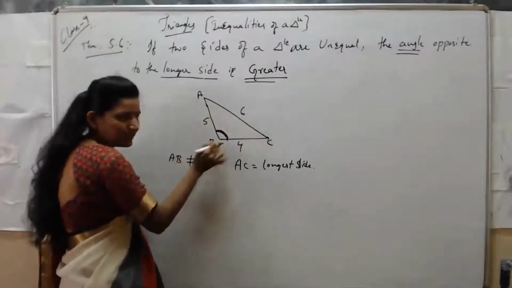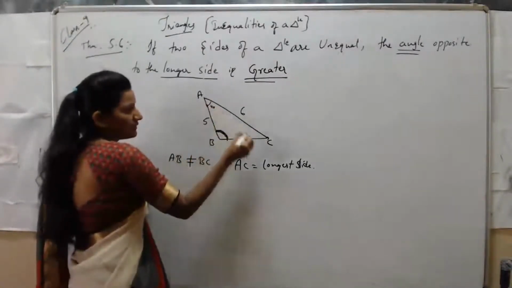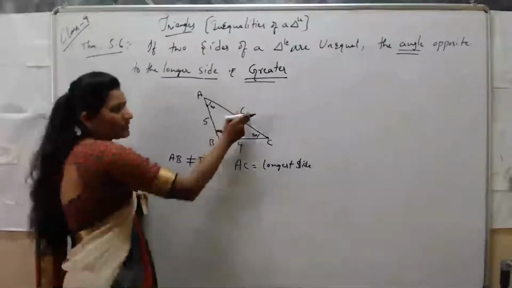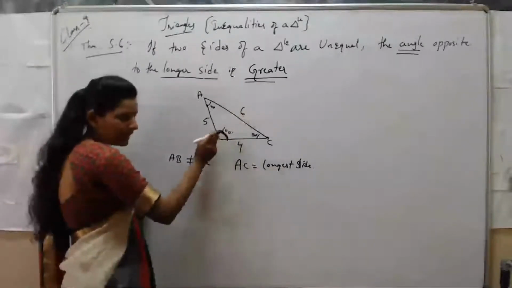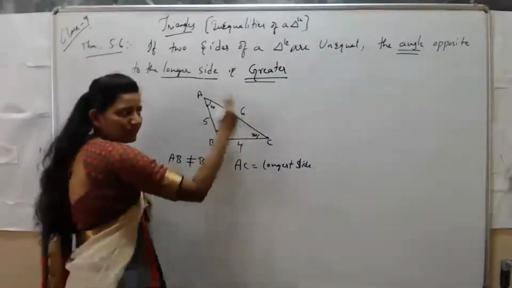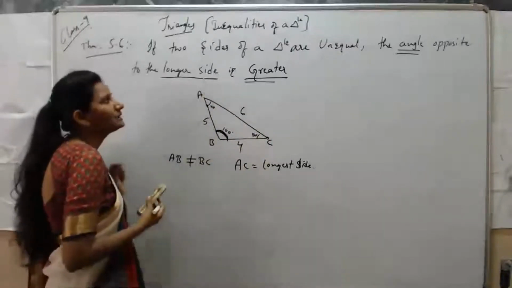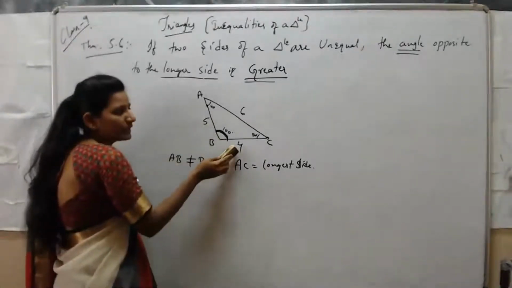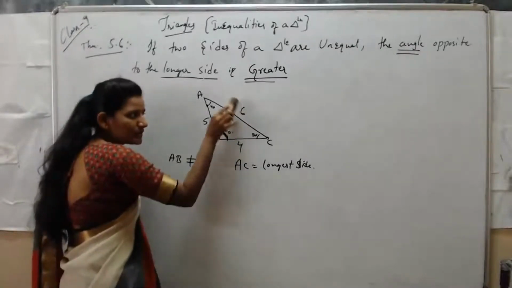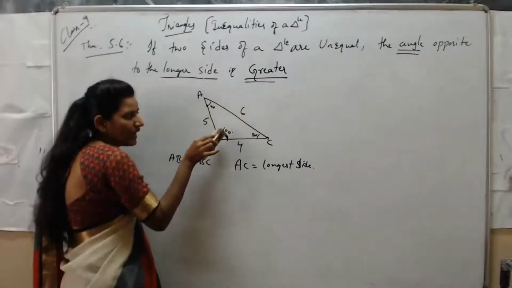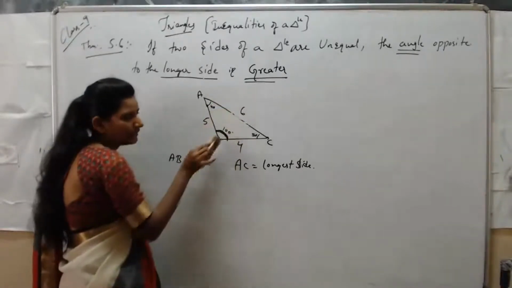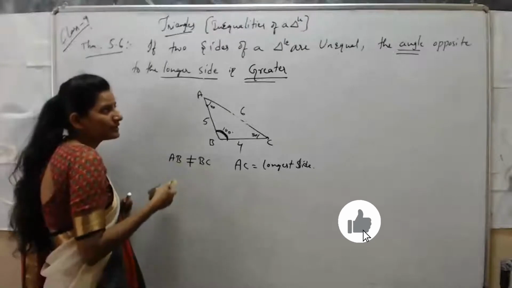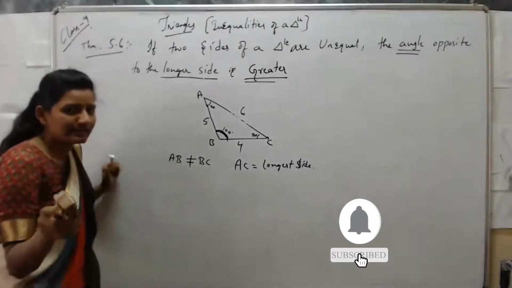See here, which is the greater angle? B is the greater angle. Suppose this is 40, this is 50, this will be 100. Greater angle is 100. What does this theorem say? If these two sides are unequal, then the angle opposite to the longest side will be the greater angle. Greater angle means the larger angle. This is what theorem 5.6 says.